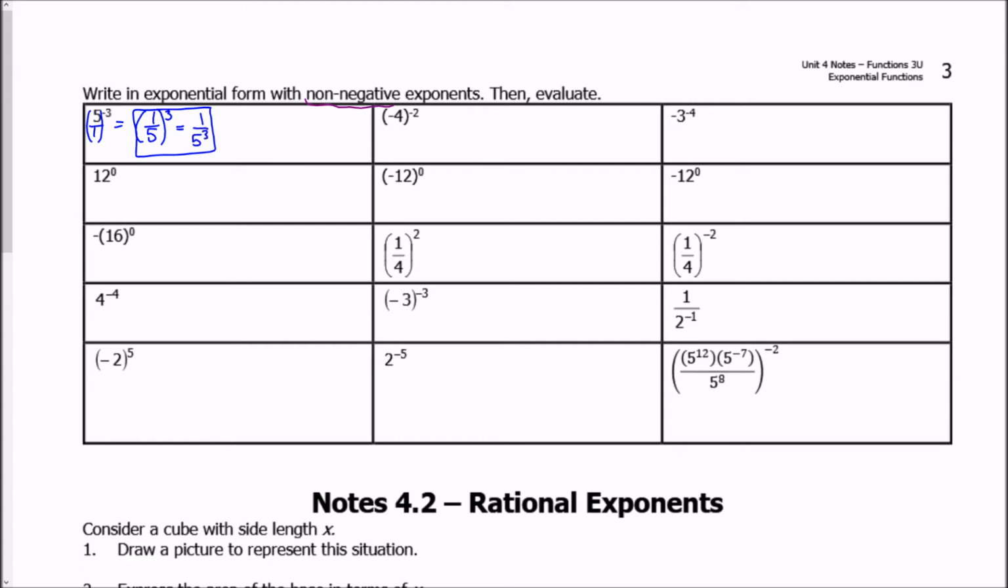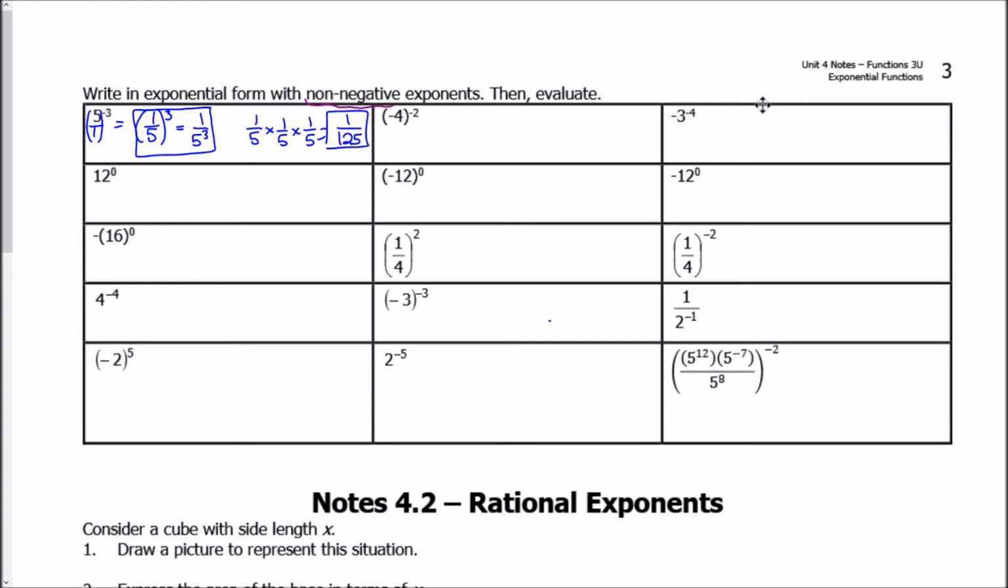So now to actually evaluate, I'm going to do 1 over 5 times 1 over 5 times 1 over 5. And 1 times 1 times 1 is 1. 5 times 5 is 25. 25 times 5 is 125. So my answer is 1 over 125.